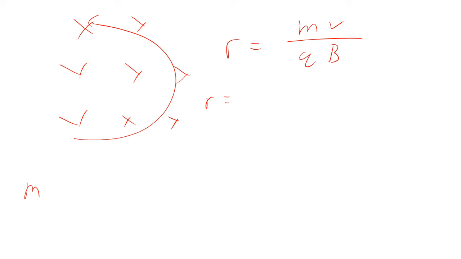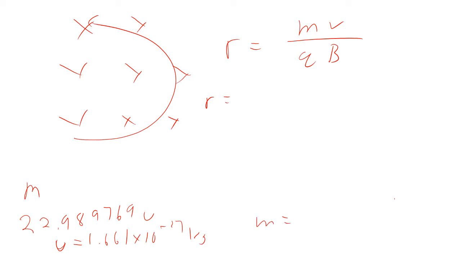Well, if you look up sodium, you find the mass is 22.989769 u. Well, that u is an atomic mass unit, and that turns out to be equal to 1.661 times 10 to the minus 27 kilograms. So that means the mass of the sodium ion is going to be 3.819 times 10 to the minus 26 kilograms. It's ionized, so that means that q is just going to be equal to e.